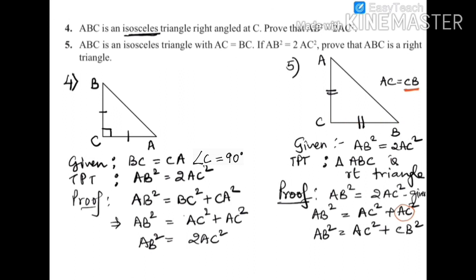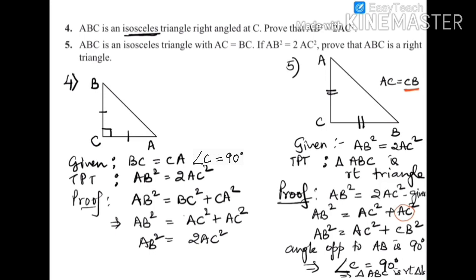Recall the converse of Pythagoras theorem. According to this theorem, if in a triangle square of one side is equal to the sum of squares of other two sides, then the angle opposite to the first side is going to be 90. So this implies angle opposite to AB is 90 degrees. So angle C is 90 degrees. And if angle C is 90 degrees, this implies triangle ABC is right triangle and AB is hypotenuse.